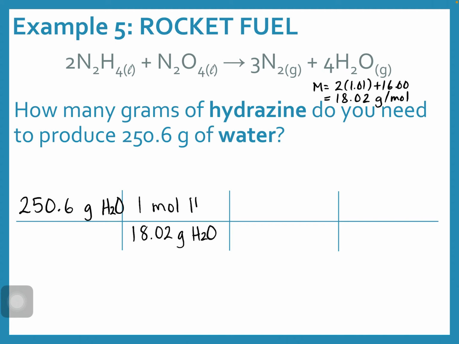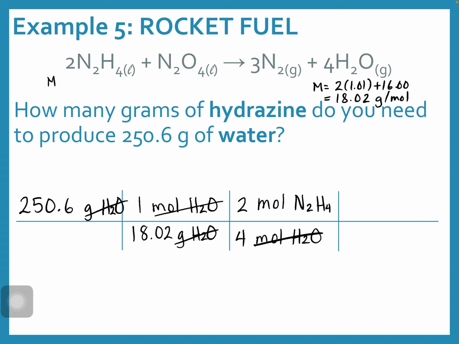Then I'm going to use my mole to mole ratio between water, so 4 moles of water in my balanced equation for every 2 moles of hydrazine. Now here you have a 2 to 4, which you could write a 1 to 2 ratio if you like. If you just want to use whatever numbers are in the balanced equation, you can do that as well. So that would leave me in moles of hydrazine, and now I want to convert to grams of hydrazine.